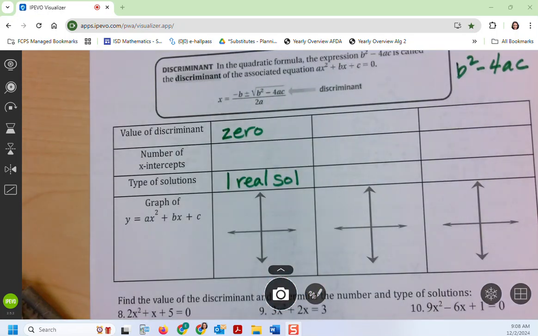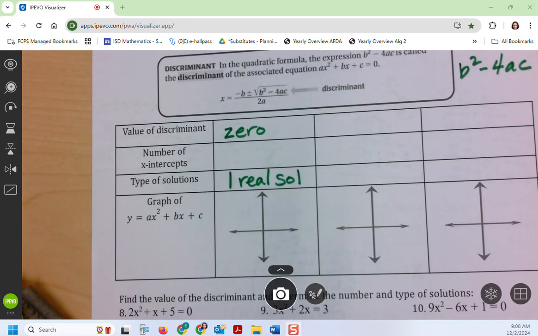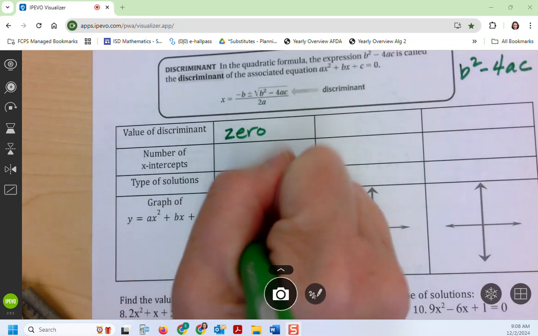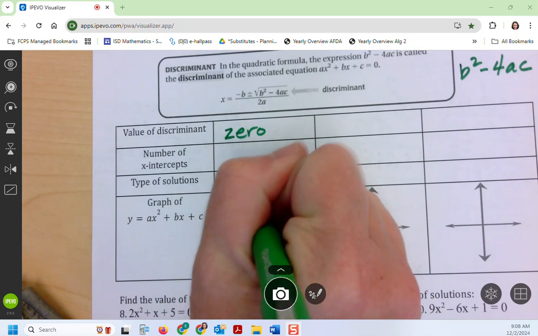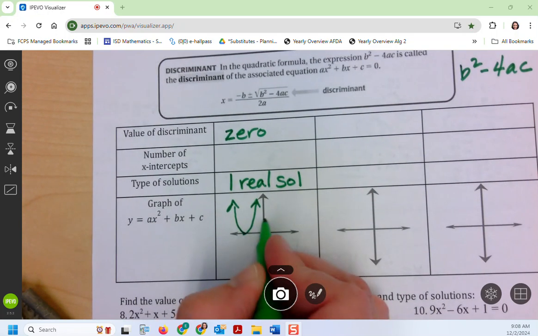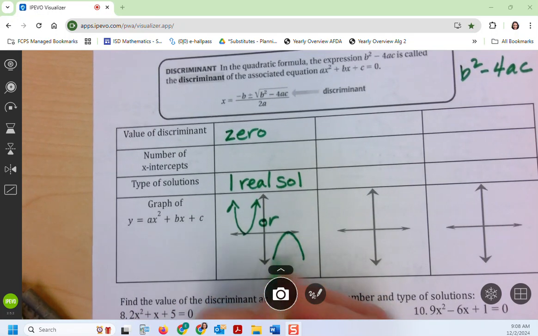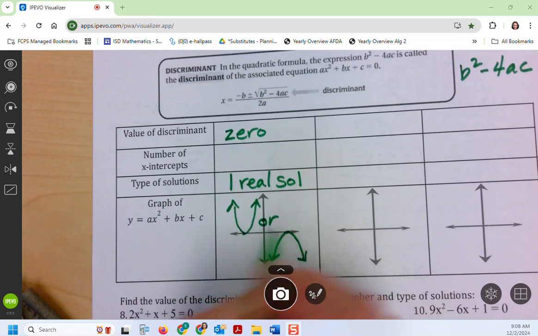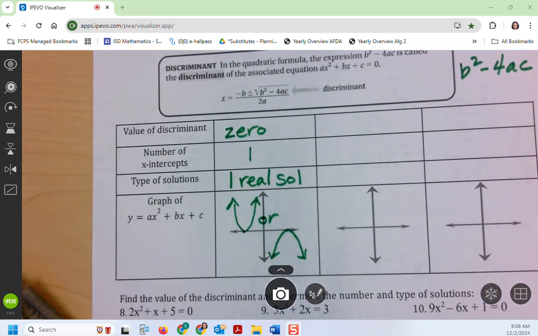The solutions show up on the x-axis. They show up as intercepts from the parabola. Remember that a quadratic equation makes a parabola? So when you graph it, one solution would be at the vertex. So it could look like this. That's your one solution right there. Or it could be upside down. So your one solution could be right there. If you only have one solution, you only have one x-intercept.